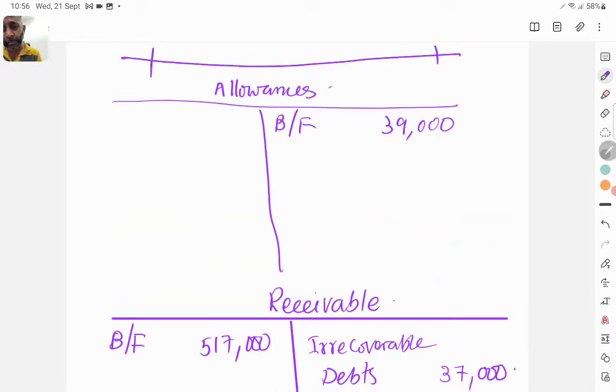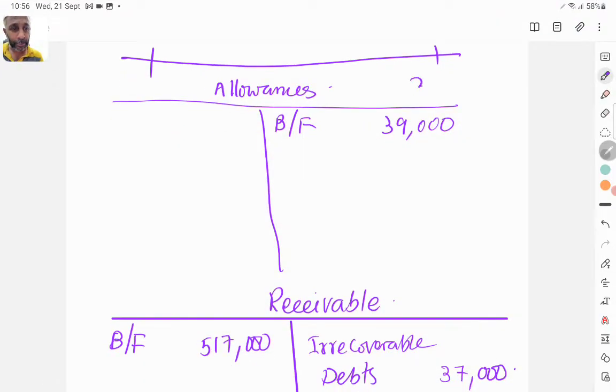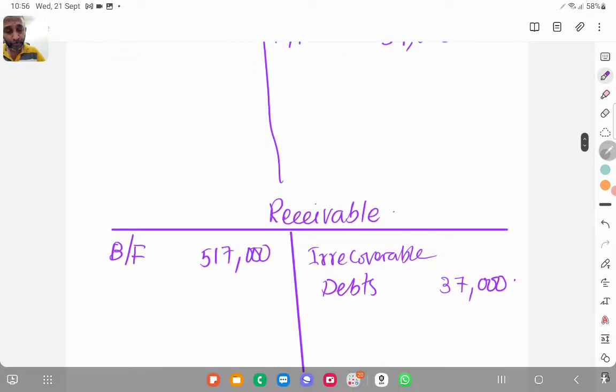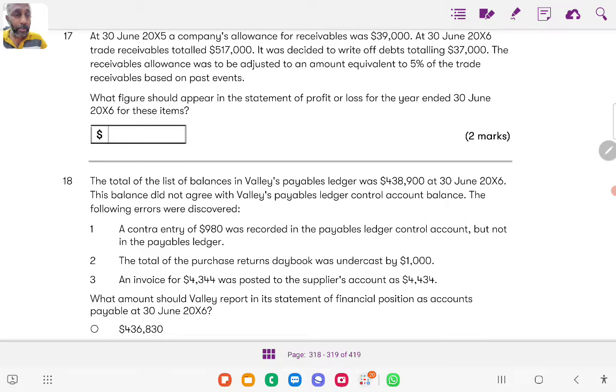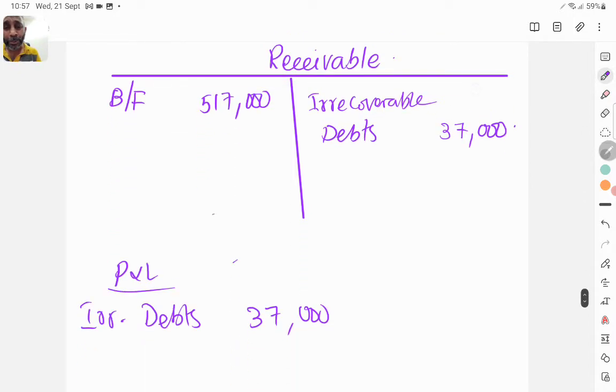When is the year end actually? 30 June 2016 is the year end. So the beginning is 1st July 2015. Now, the receivable allowance was to be adjusted to an amount equivalent to 5% of the trade receivables based on past events. Now what we have to do is find out the closing balance here.